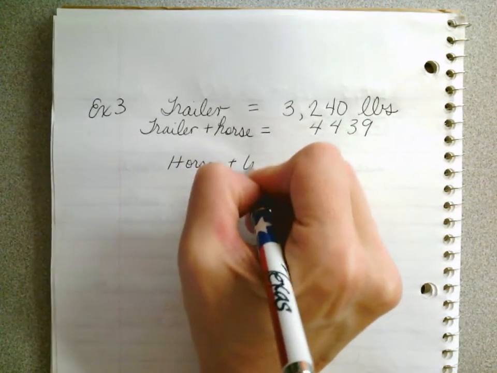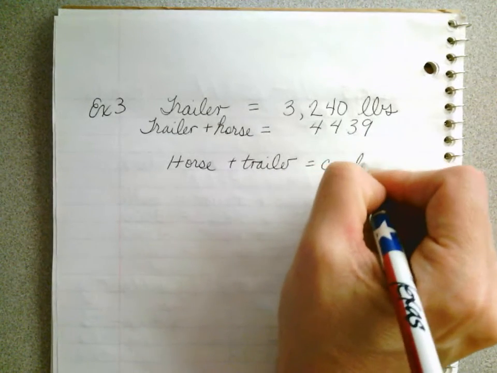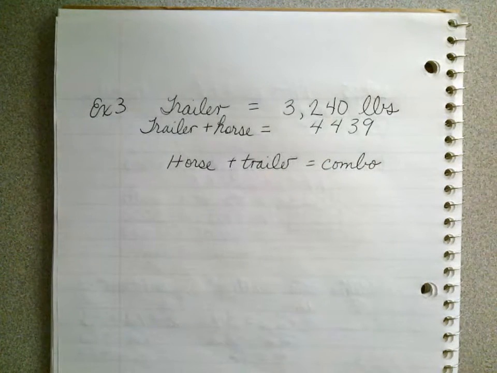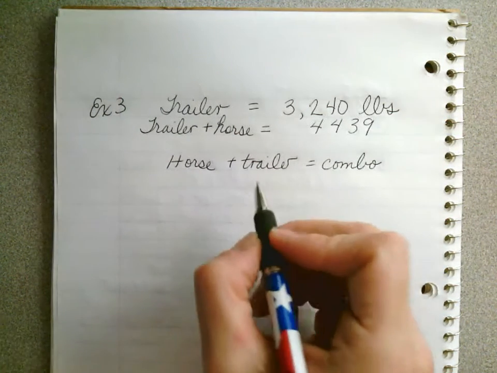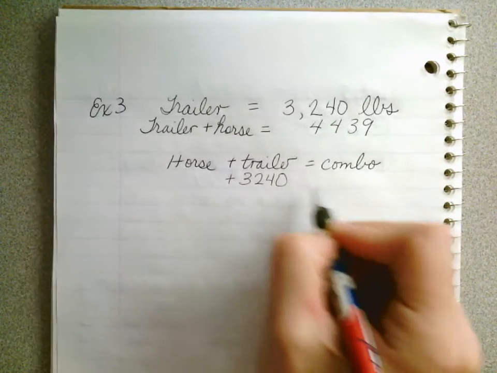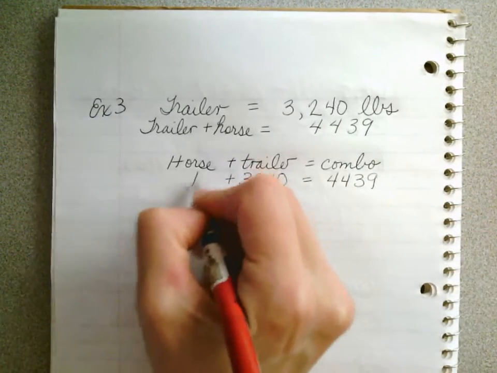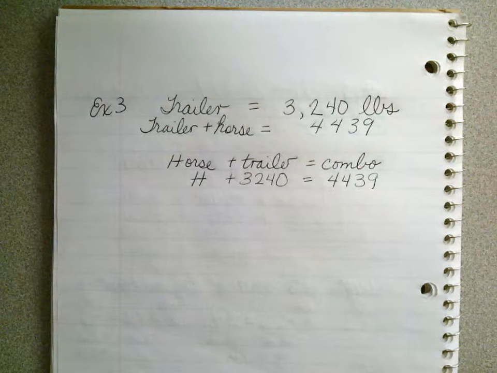horse plus trailer is equal to the combo, right? Which data can I fill in? Go ahead, Sarah. The trailer and combo. Yep. I'm going to stick with the variable horse. Horse added to 3240 is 4439.